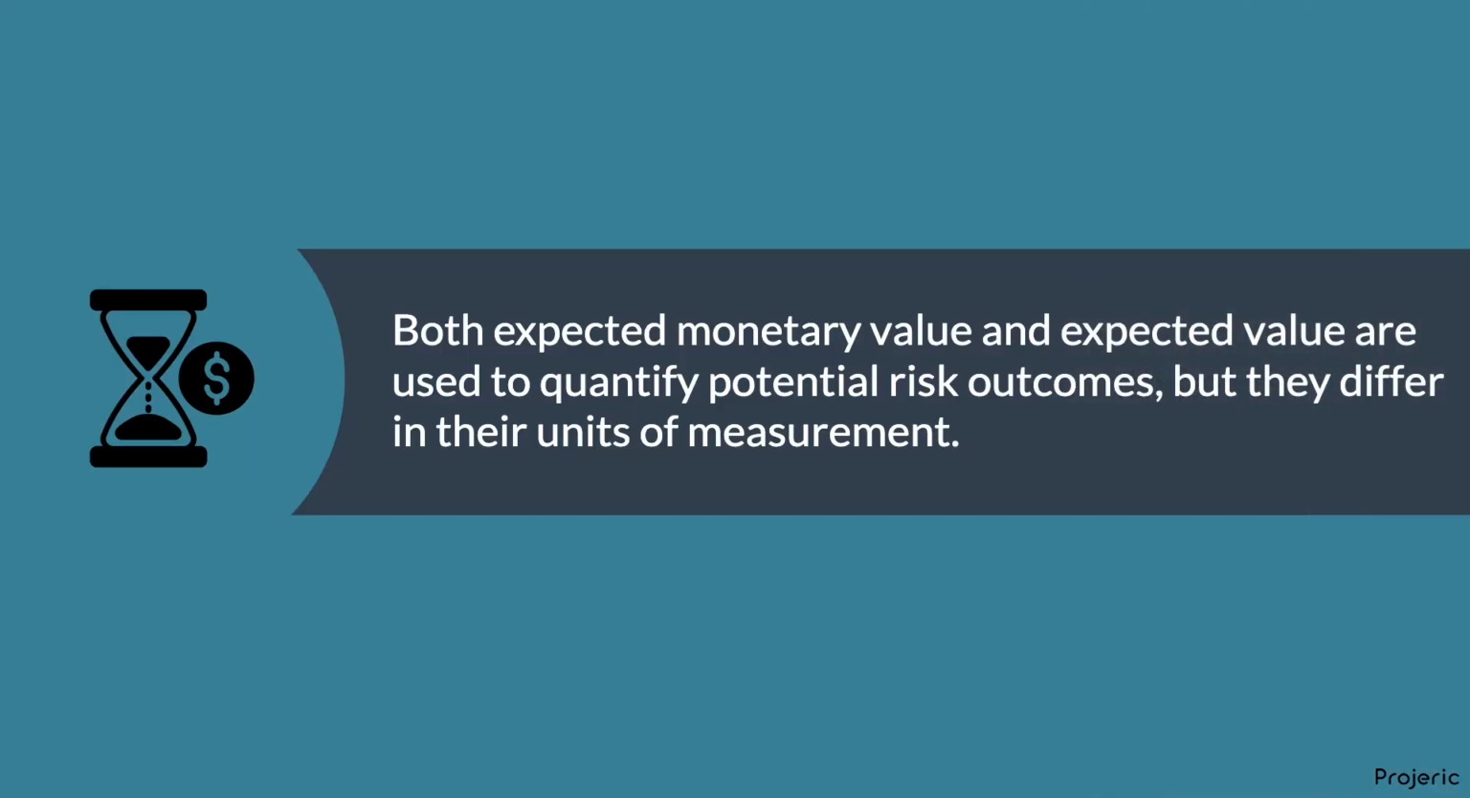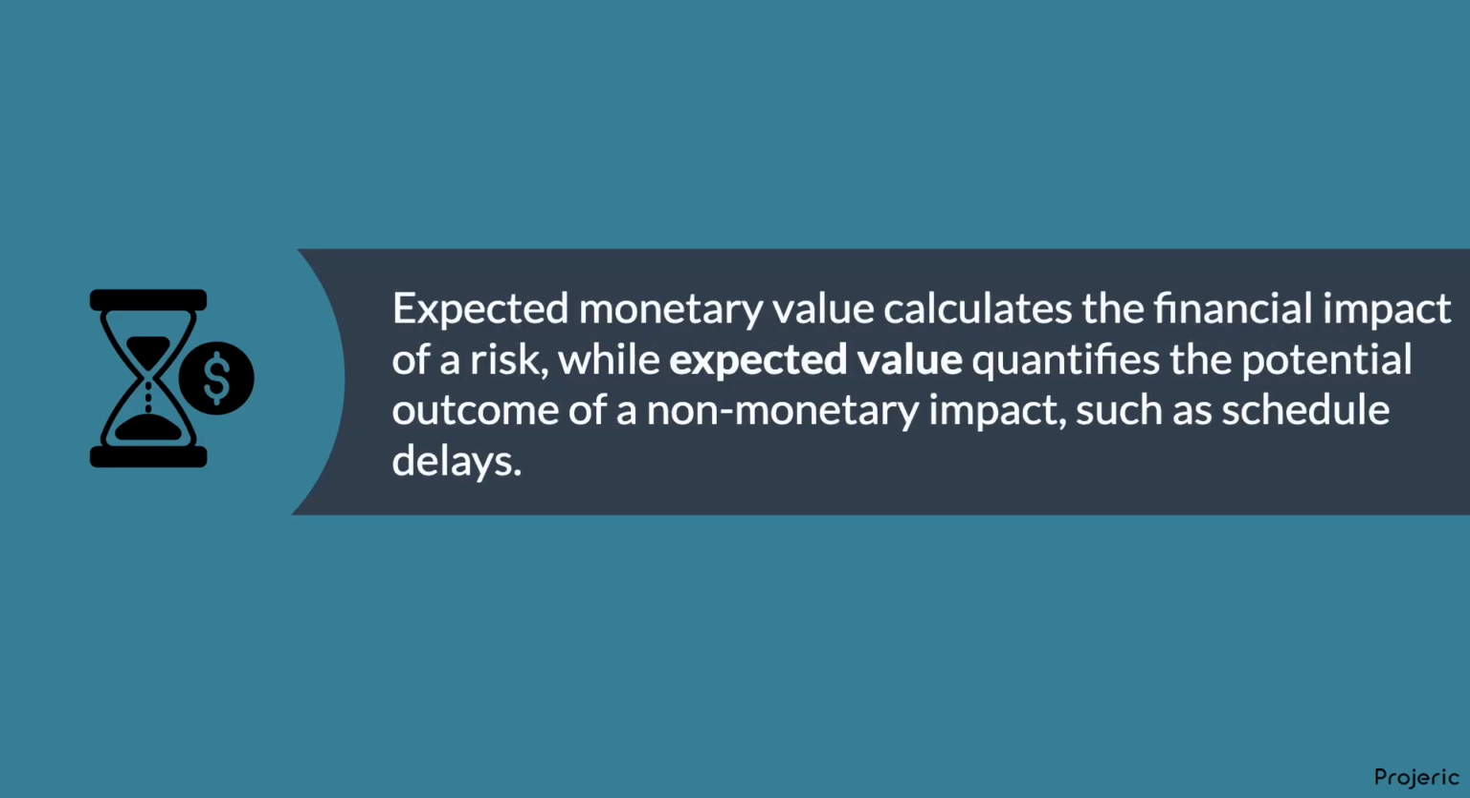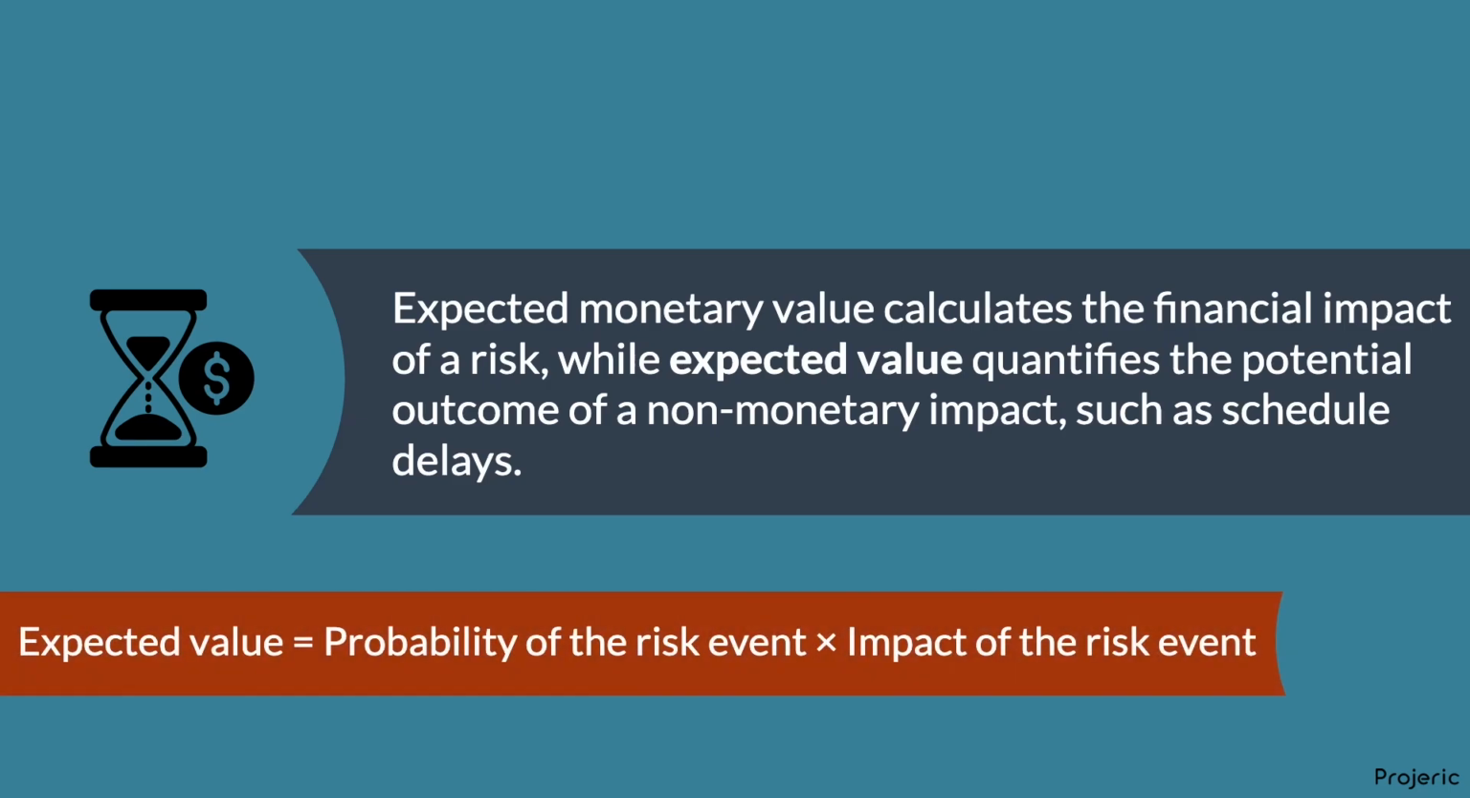Both expected monetary value and expected value are used to quantify potential risk outcomes, but they differ in their units of measurement. Expected monetary value calculates the financial impact of a risk, while expected value quantifies the potential outcome of a non-monetary impact, such as schedule delays. The following formula, based on the same principle as the expected monetary value formula, is used to calculate the expected value of a risk event.